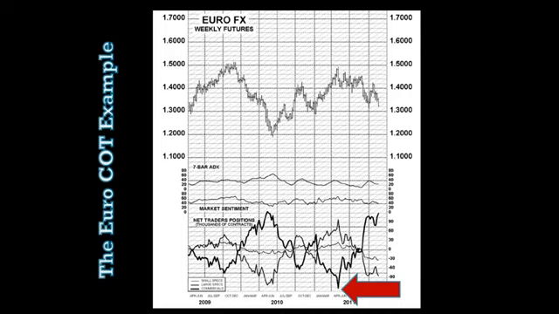And if you go straight up from that point, we failed to make a higher high and more or less made the top in the euro, and we've been trading down since.